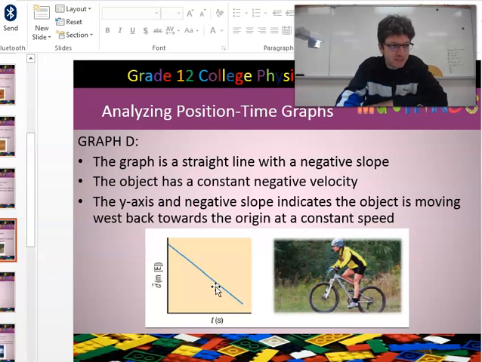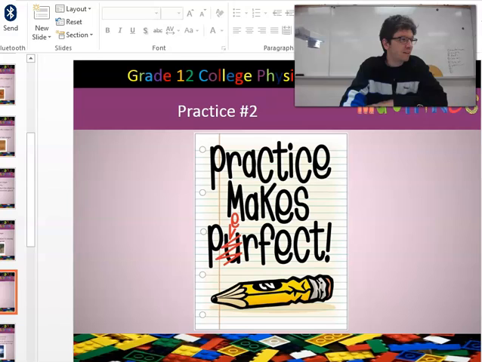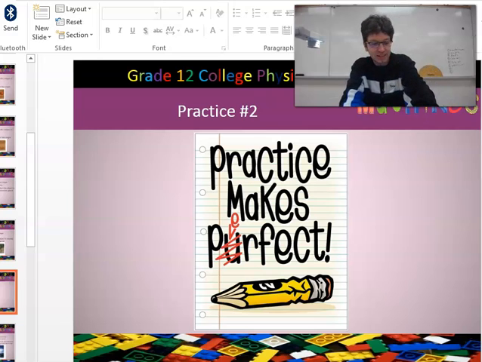What does it mean to say that the velocity is negative? Remember that negative is the directional property. And since, according to our graph, our positive direction is east, it's simply the velocity is negative east, which means positive west. And so that's just telling us the direction of our velocity. And so let's go and try the second practice problem.